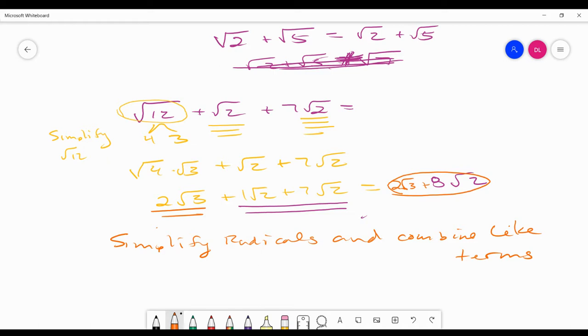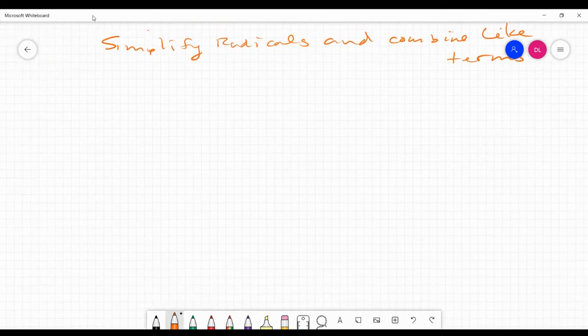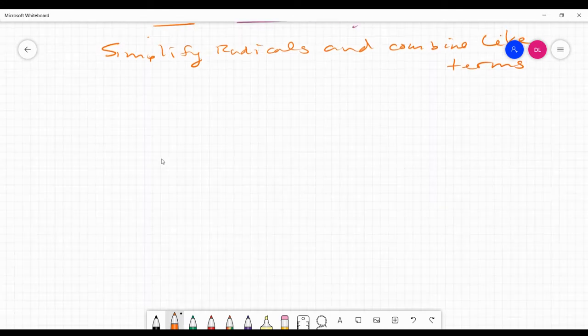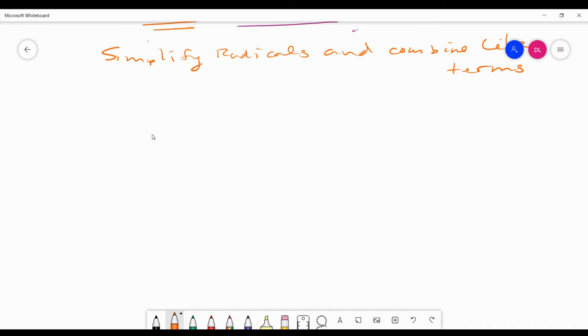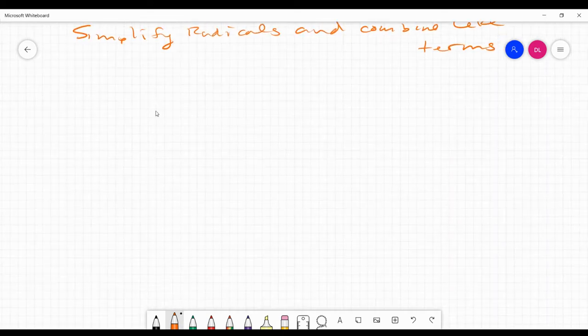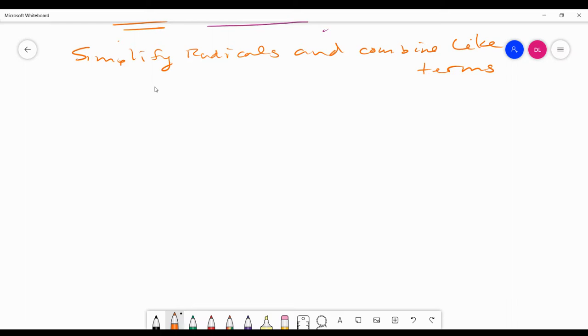Okay? All right. So that's 1 through 3. Let's work with solving more radical equations. So now we're going to solve more radical equations. This is numbers 4 through 6, and this is solving radical equations.